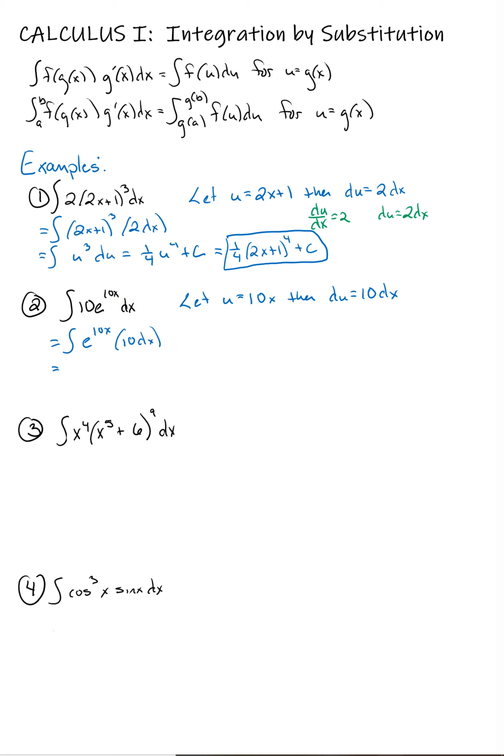Now I can rewrite this in terms of u. This is the integral of e raised to the u, because u is 10x, and now here in the back 10 dx, that's all du. We can integrate this. The integral of e to the u du is simply e to the u plus the arbitrary constant. And now let's go back and replace u with x, because we started with x's, we now need to end with x's. So we have e to the 10x plus c.